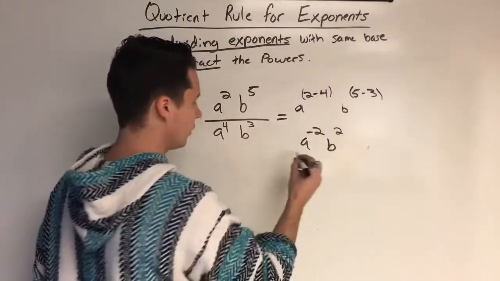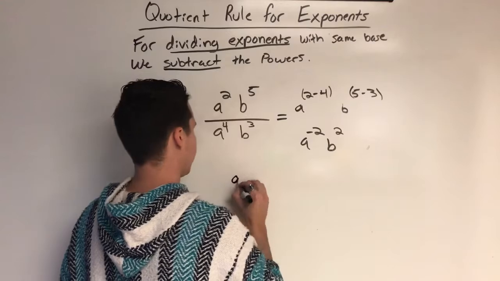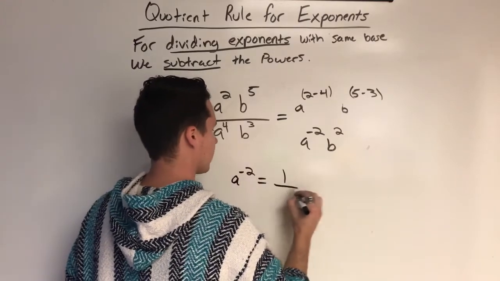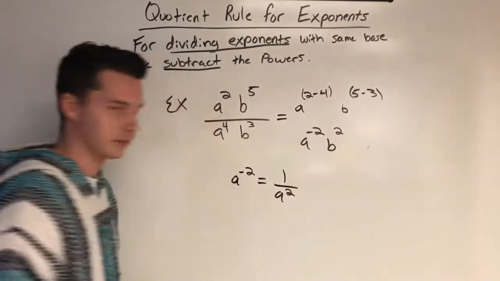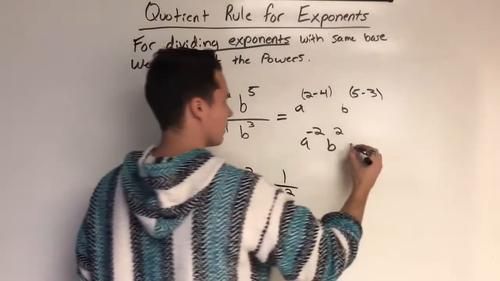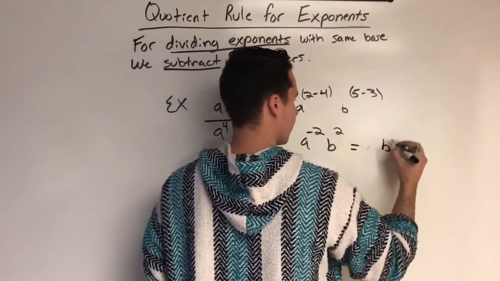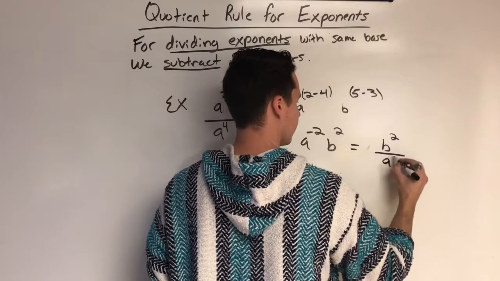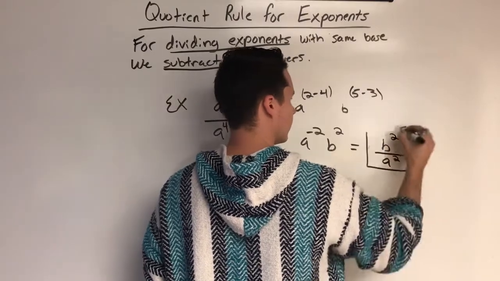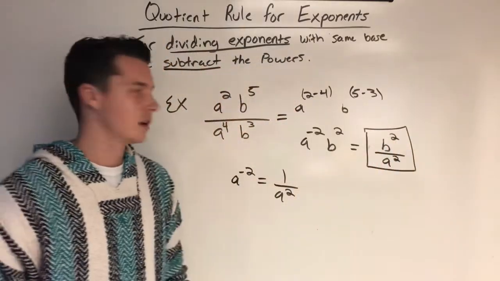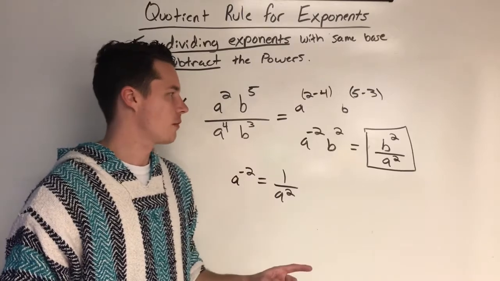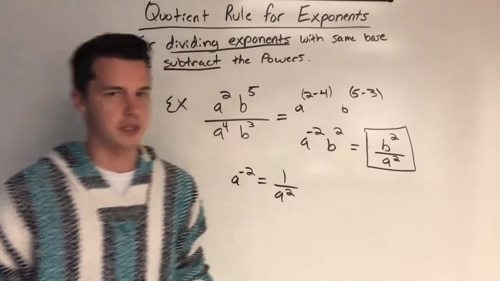But this says that if we have a to the negative 2, that's the same as writing it as 1 over a to the 2. Right? So here we go. So that means that this is going to be b squared over a to the 2. And that's our answer. I'd like to finish here, but I think one more example would really help because this is kind of some confusing stuff.